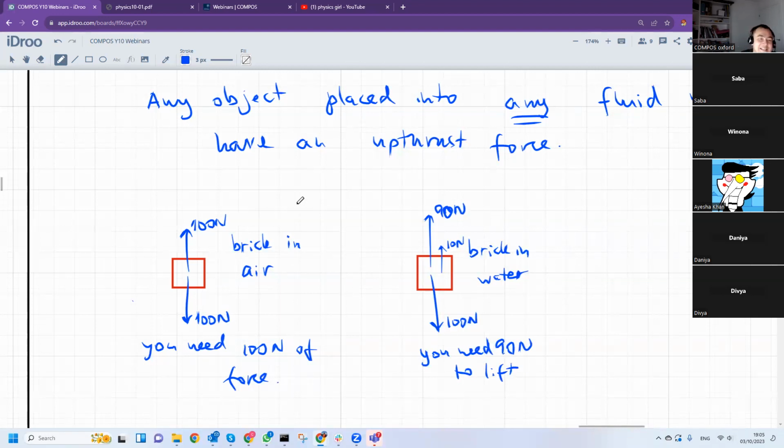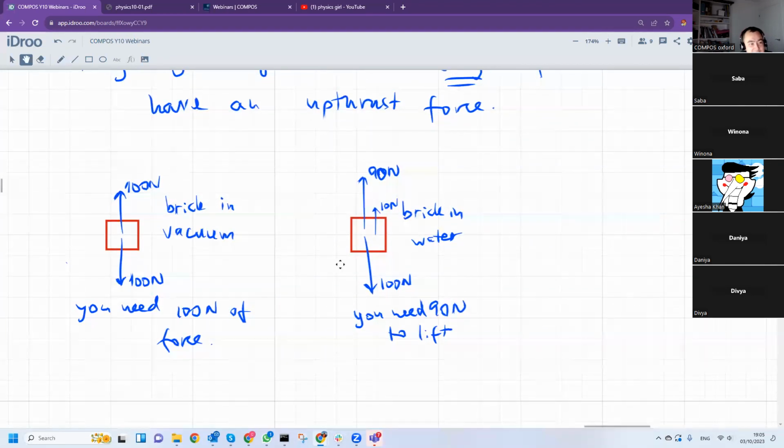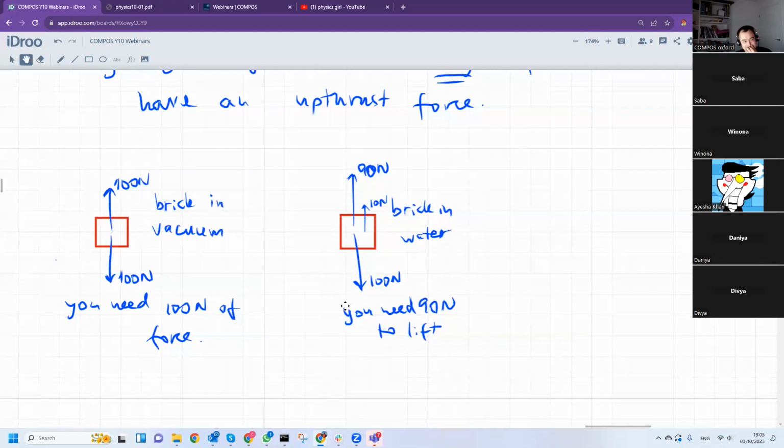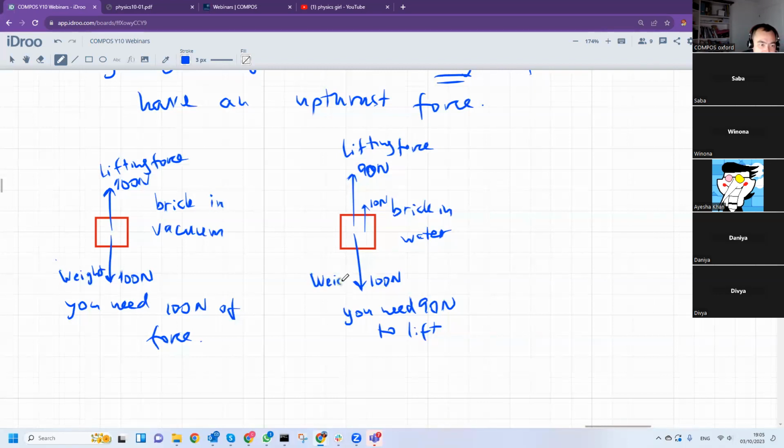Yes, well, you're correct. Brick in vacuum. Okay, let's put it in brick in vacuum. Now, if you place a brick in air, there will be a tiny bit of upthrust from the air. So this is the lifting force. This is the weight. And this is the upthrust.